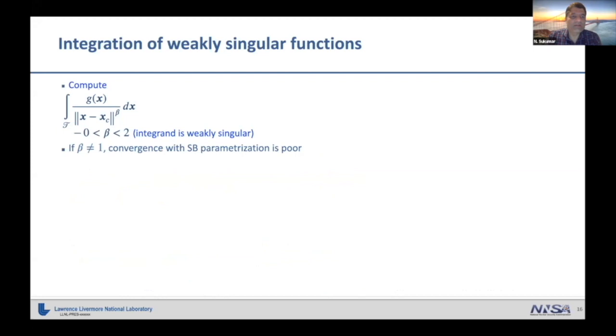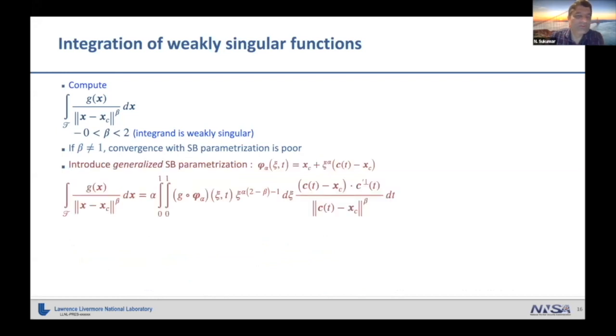Okay, so what happens when beta is not equal to 1? Then the convergence with this parametrization will be poor because it's only tailored towards beta equal to 1. So then we just go to a generalized SB parametrization where we raise psi to the power of alpha and go through the same exercise of finding the Jacobian, the determinant of the Jacobian, and going through the algebra. So now we find that the exponent of psi is alpha times (2 minus beta) minus 1. If this exponent is an integer, a positive integer, 1 or more, then this basically becomes a polynomial power of psi, so that therefore it can be taken care of by Gauss quadrature.